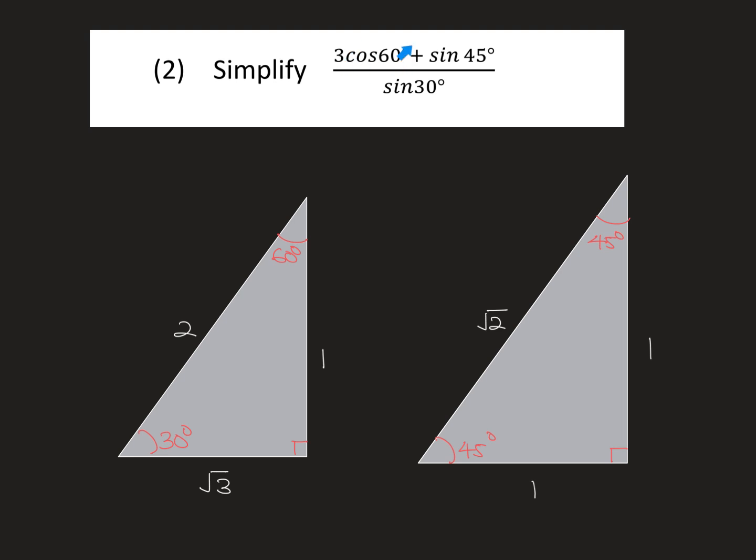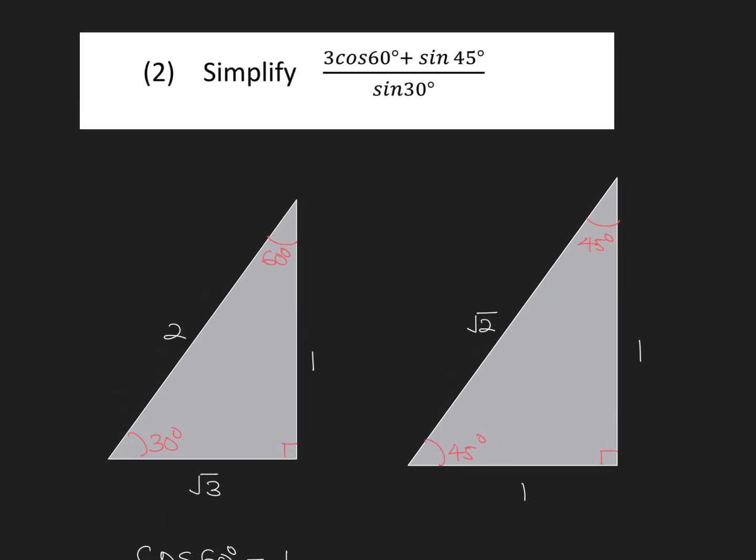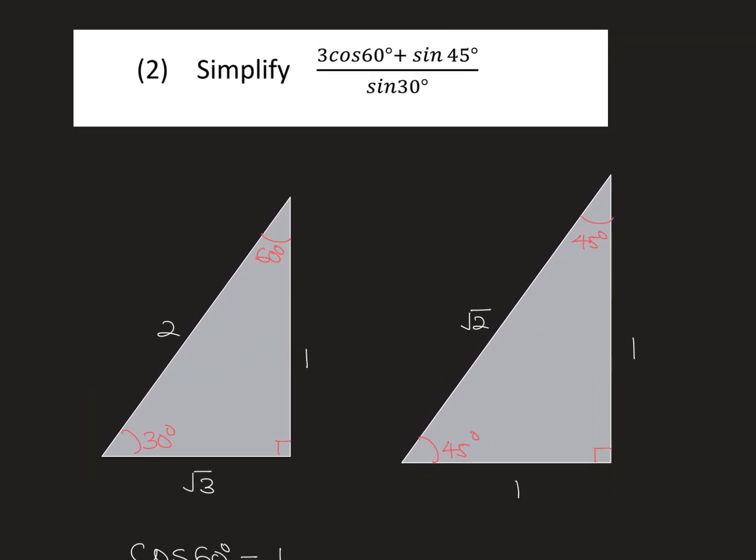So how do we find cos 60 degrees? Cos is adjacent divided by hypotenuse. The adjacent is 1, the hypotenuse is 2. Cos 60 degrees is equal to 1 over 2. What about sine 45 degrees?